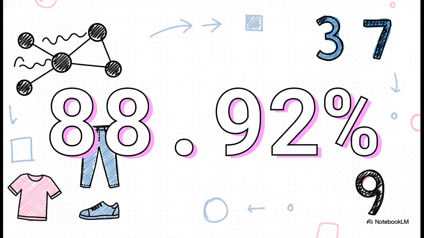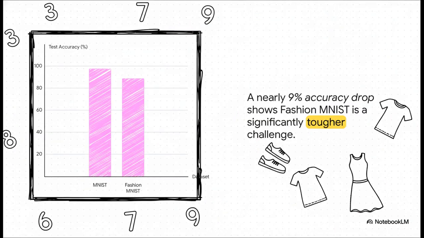So how do we do here? We got 88.92% accuracy. Now, like we expected, that's a bit lower than with the simple digits. But honestly, that's still a really solid result. It proves that our network is actually learning to tell the difference between these way more complicated images. And looking at this chart really puts it all into perspective. You can see that performance gap clear as day. That drop of almost 9% from the numbers to the clothes just goes to show you how much tougher it is for a network to tell the difference between things that look kind of similar, like a pullover and a coat, versus the very distinct shapes of handwritten numbers.